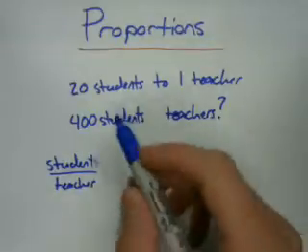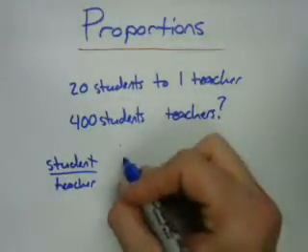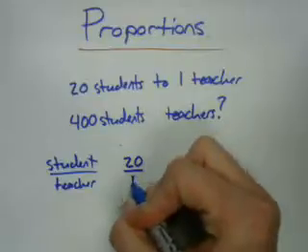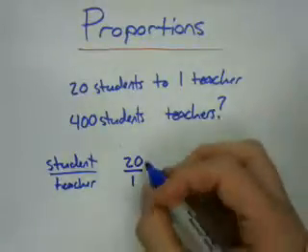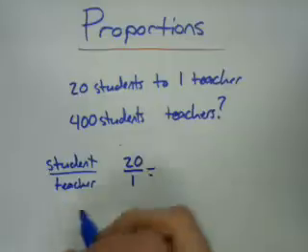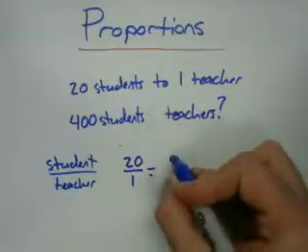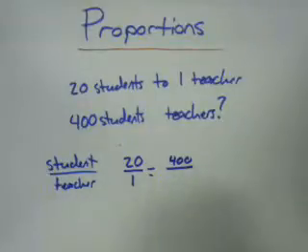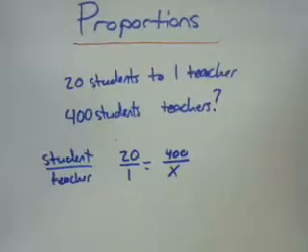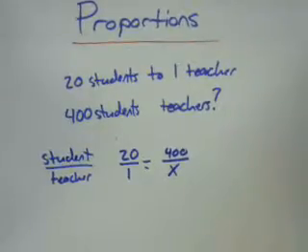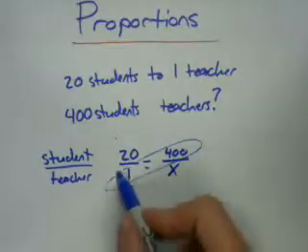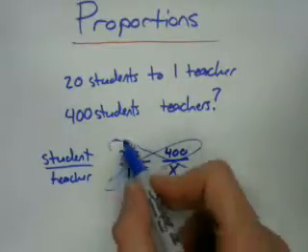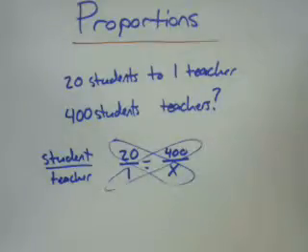So here we have 20 students to one teacher, so I'm just going to set up 20 over one teacher for 20 students. And now if I have 400 students, it goes on top. How many teachers? Well, I don't know teachers, so I just put an x because I don't know it, and x tends to be the favorite variable of mathematicians. But here, let's move forward. Let's cross multiply. You can or you cannot do these little swoops. It helps some people; for others, it's unnecessary.